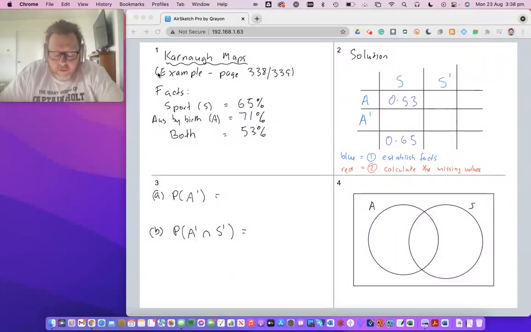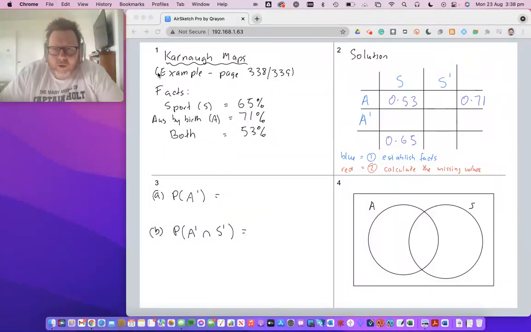Okay, so I hope that kind of makes sense. What else do we know? That's one more fact. Australians by birth are 71%. So I can fill this in here and put 0.71 here. Okay, so my purple is the facts that I've been given in the question. Now in red, I'll fill out the other columns.